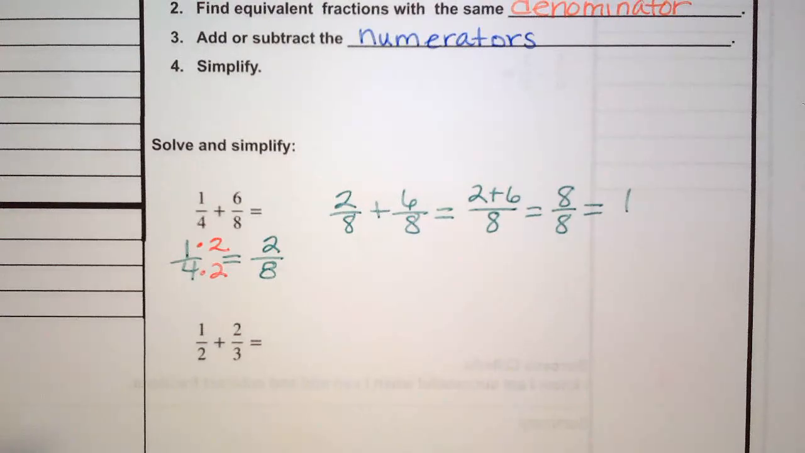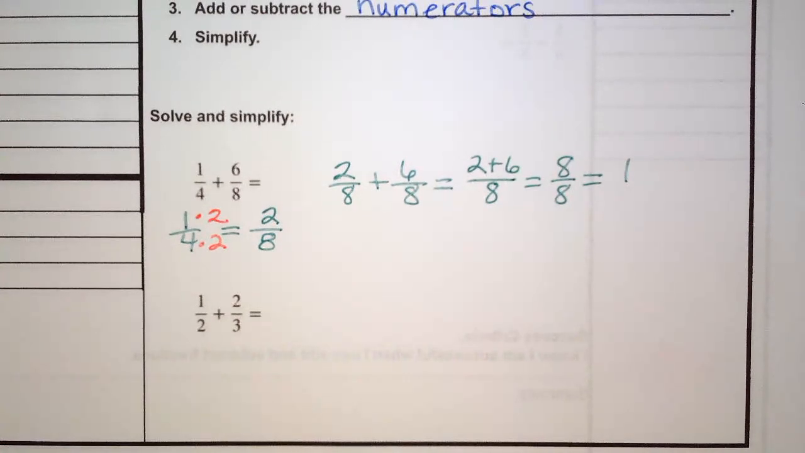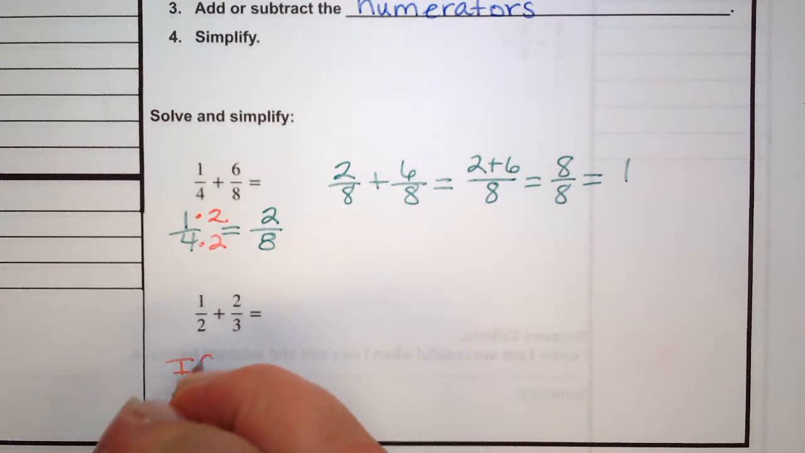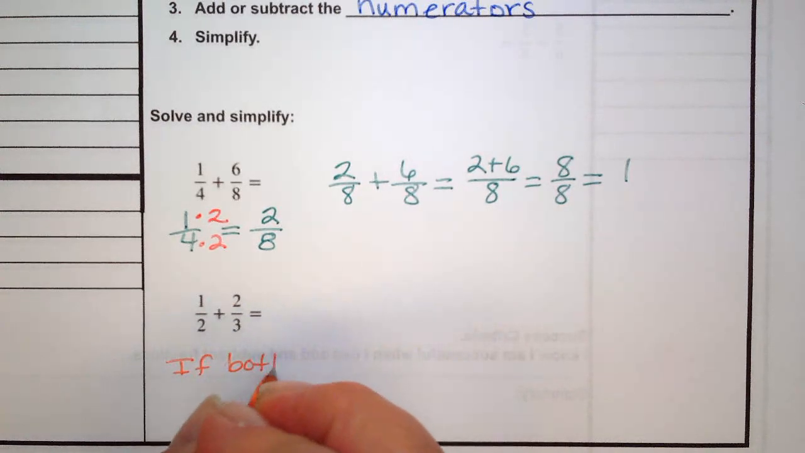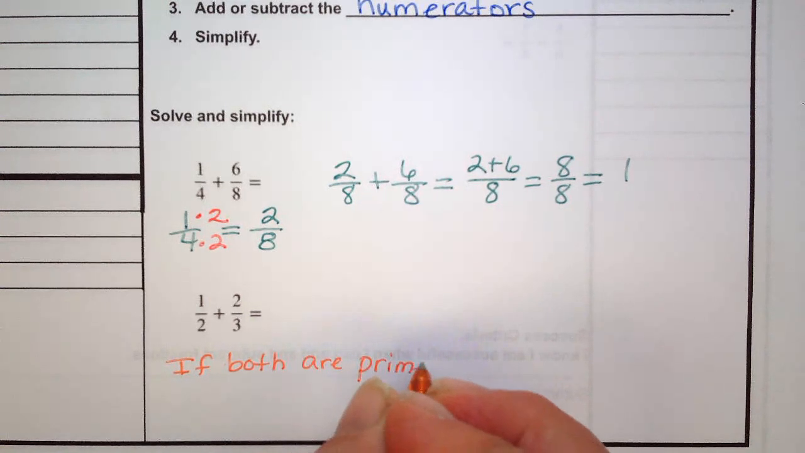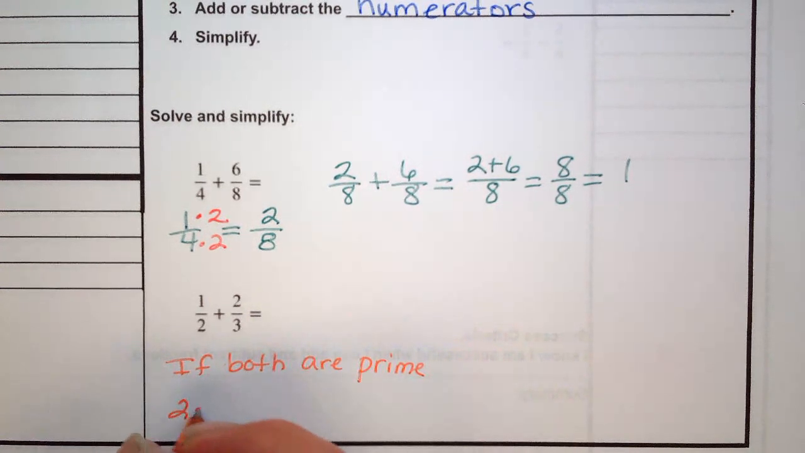For the next one, is 2 a factor of 3? No. 2 does not go evenly into 3. 2 and 3 are both prime numbers. If they're both prime numbers, that means your least common multiple, you'll take 2 times 3, which is 6. I've got to change both of them into sixths.